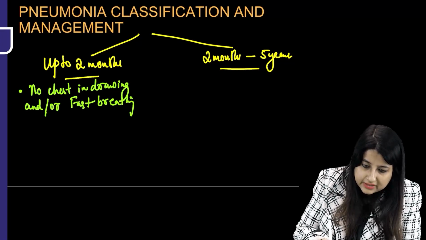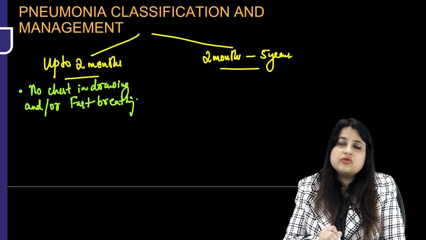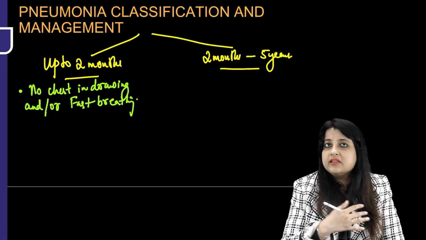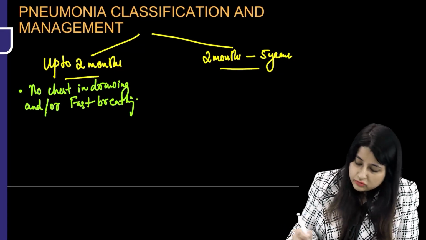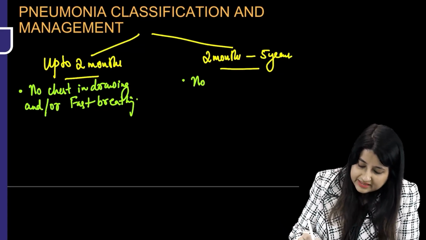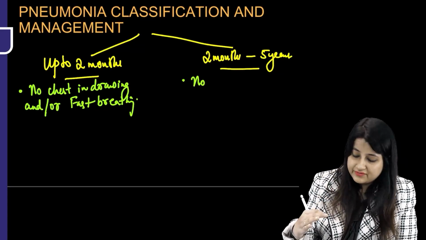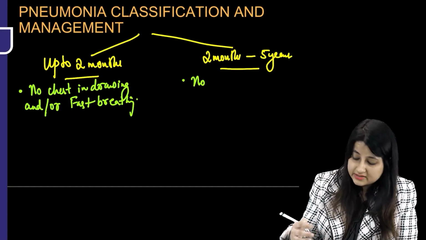I'll tell you what is chest indrawing. Chest indrawing is when the baby breathes in, the lower chest wall goes in. That you have to see. So if there is no chest indrawing or fast breathing, the rule is 60, 50, 40. That I'm going to write in a separate slide.